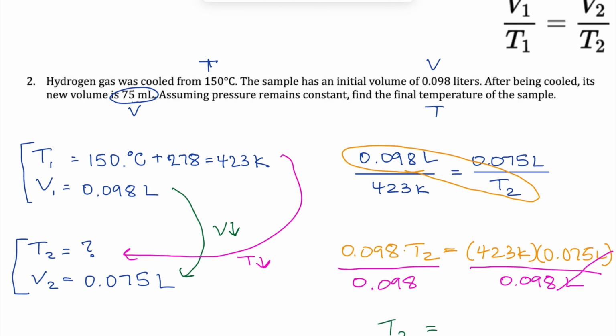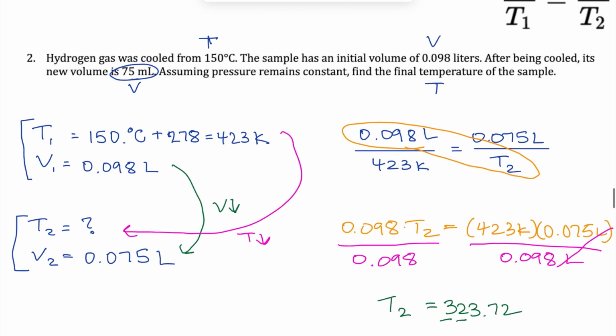So going to my calculator, I get 323.72. Let's look at our sig figs here. We have 3 sig figs, 2 sig figs, and 2 sig figs. So let's take that to 2 sig figs. We're going to have 1, 2, 320, and then K for those units of Kelvin.